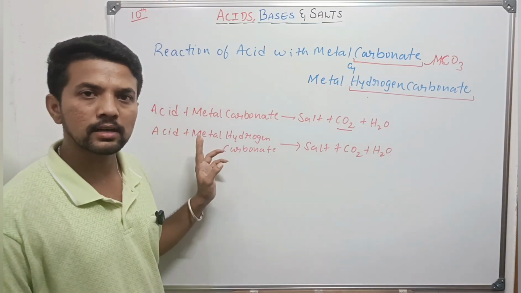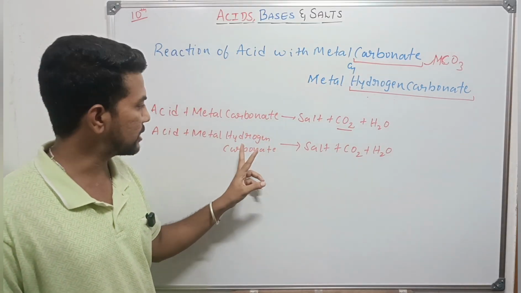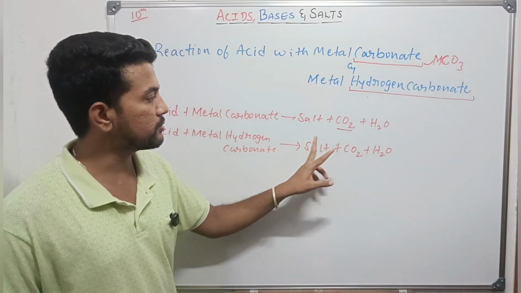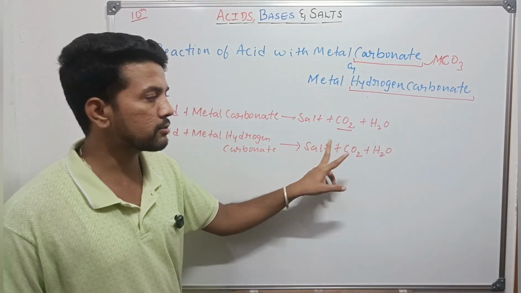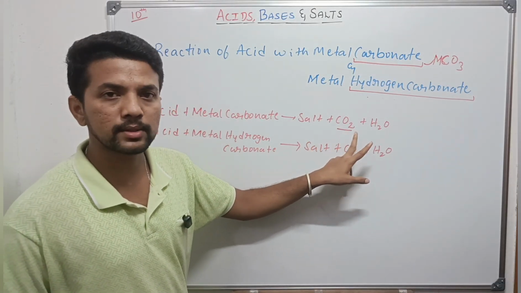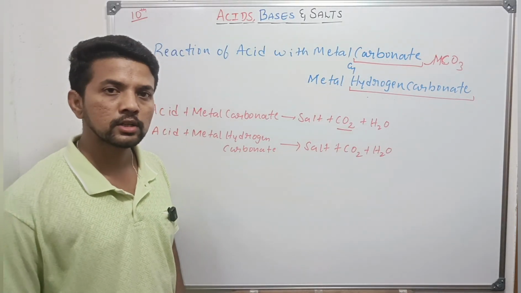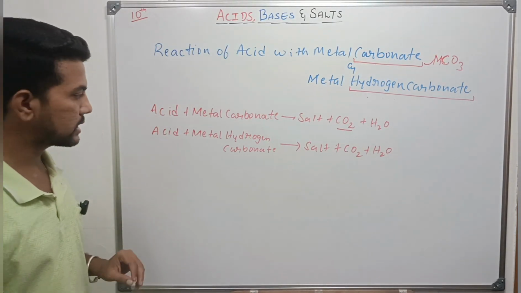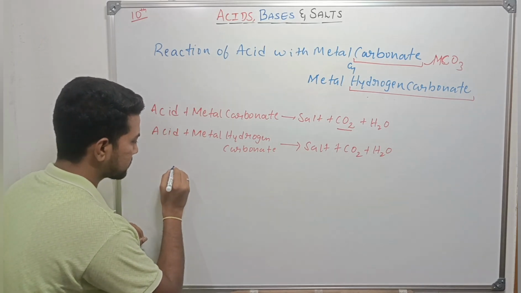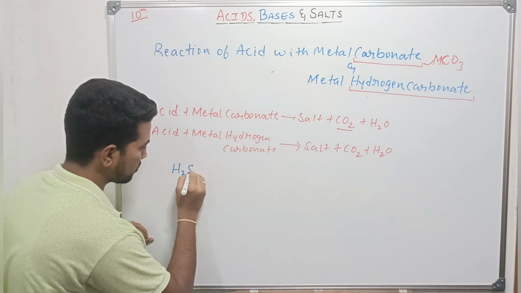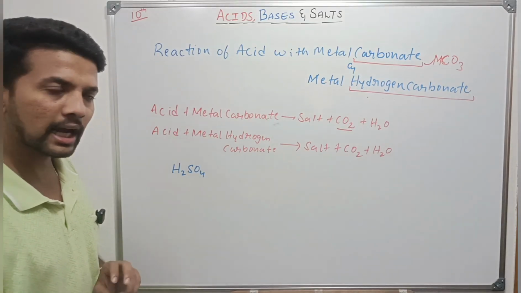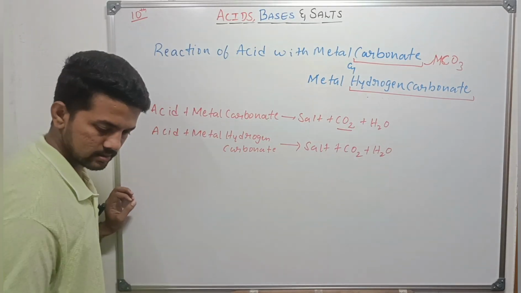Whenever the acids react with metal carbonate and metal hydrogen carbonate, there is a formation of corresponding salt along with the evolution of carbon dioxide gas and formation of water molecules. So the best example for acids reacting with metal carbonate is acid, that is nothing but H2SO4, ಬೇಡ ನಿಮಗೆ ಯಾವಾಗಲೂ H2SO4 ಬೇಡ. So here I will take hydrochloric acid.